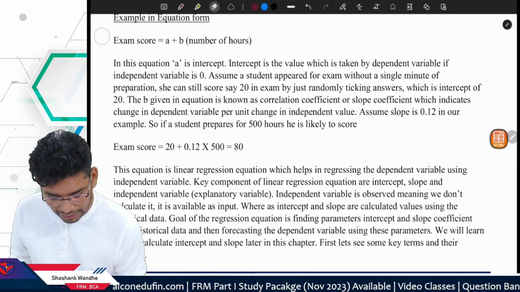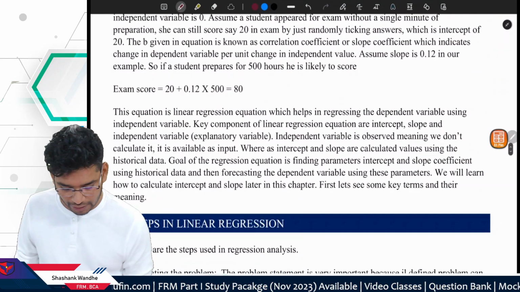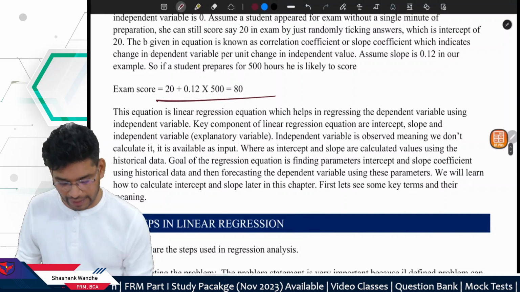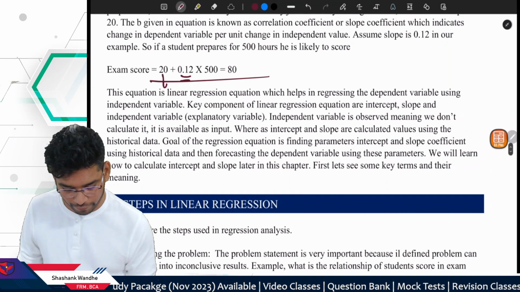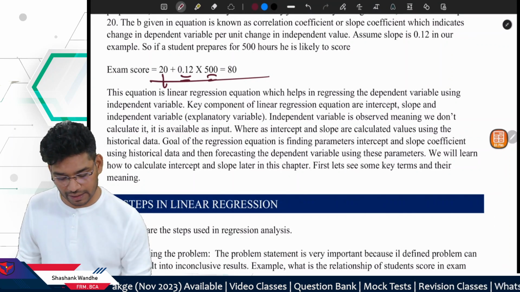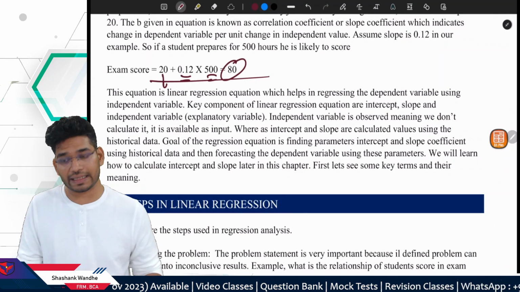Now here, this is our linear regression equation, and then this is the example. Assume 20 is the intercept, 0.12 is the slope coefficient, and 500 hours of preparation means a student is likely to score 80 in the examination.